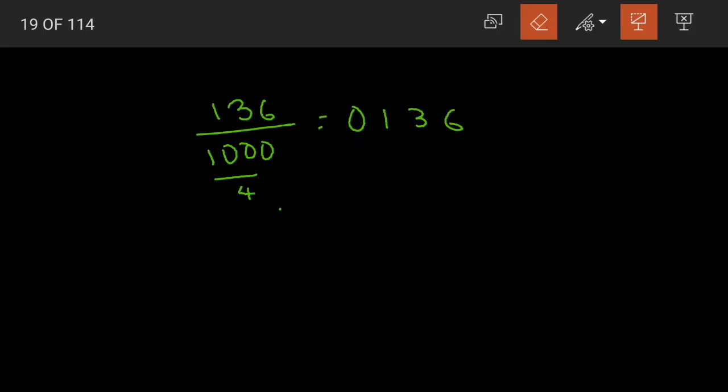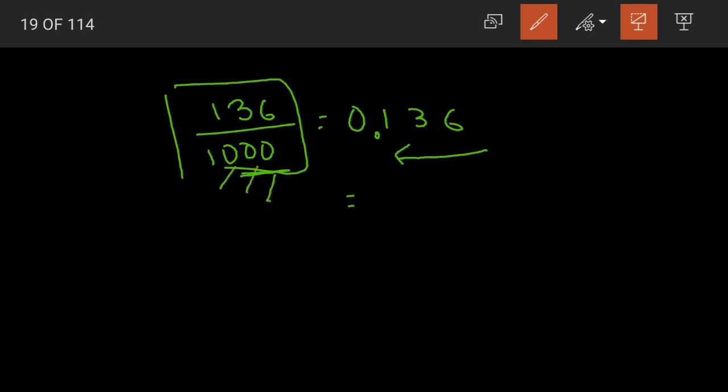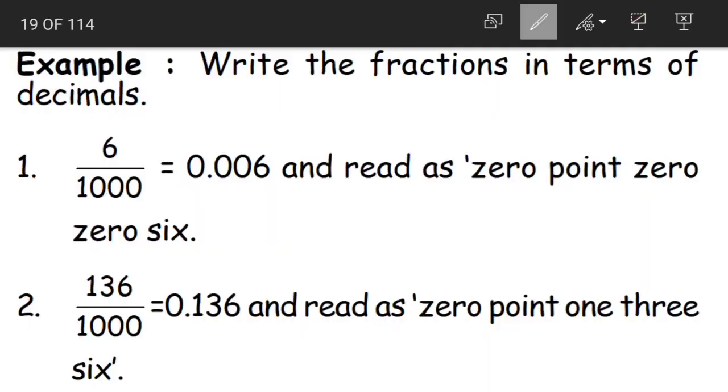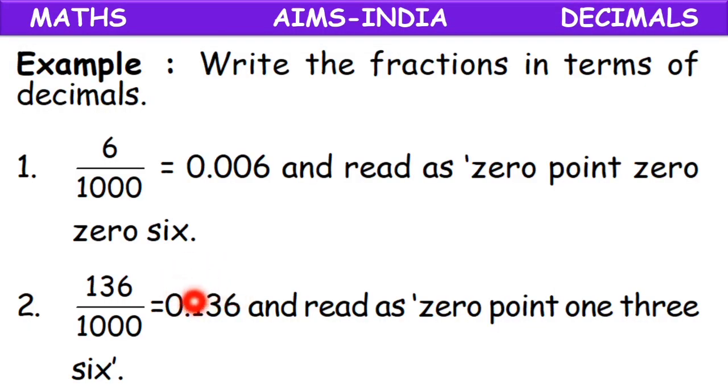Now coming to the second step, what is the second step? We need to count the number of zeros in the denominator. We are having 3 zeros in the denominator. So after 3 digits from the right, we'll place our decimal point. 0.136 is our decimal number for the fraction 136 by 1000. See, 1000 has 3 zeros, so even in the decimal number we need to have 3 decimal places. Is this clear, children?